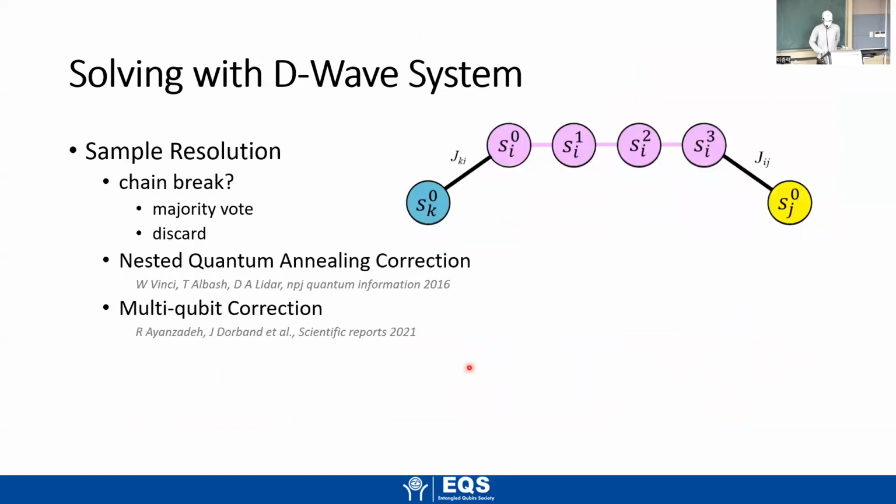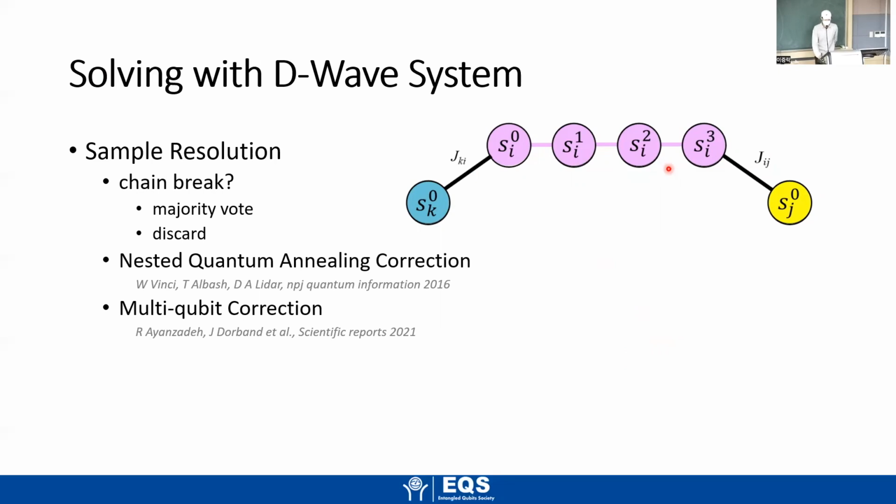Yeah, and this is the last slide. The last process that I would like to mention is the sample resolution. So this is a chain of qubits that I just explained. Unlike the previous example, this one has four qubits in a chain.